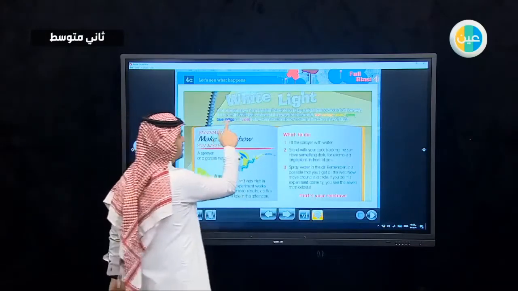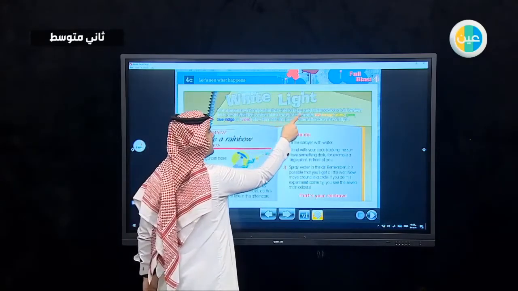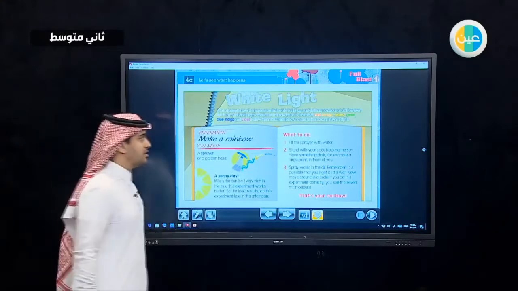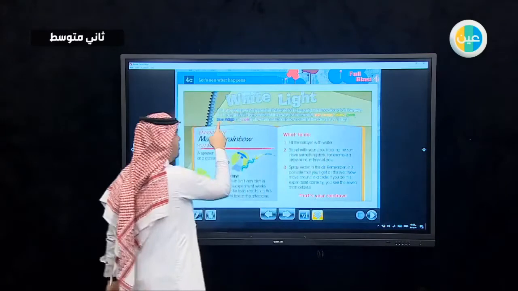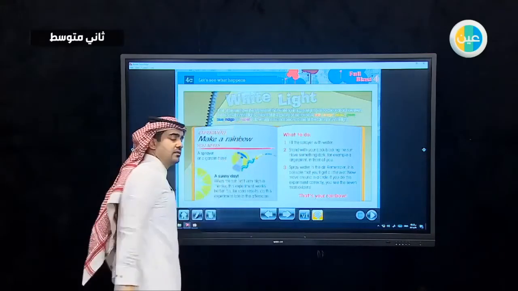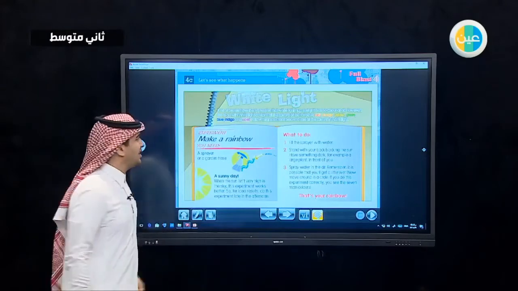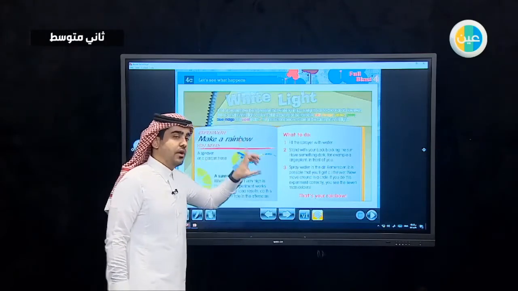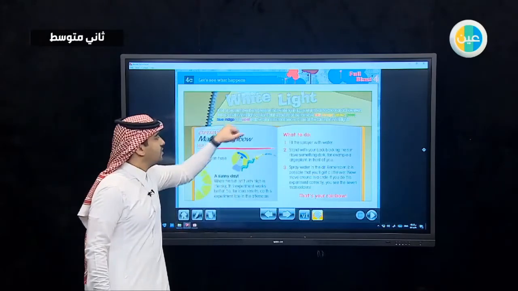It says that white light contains all the colors of the rainbow, which are 7 colors: red, orange, yellow, green, blue, indigo, violet. 7 different colors in the white sunlight. So this is the answer for question number 1. The answer is red, orange, yellow, green, blue, indigo, and violet.